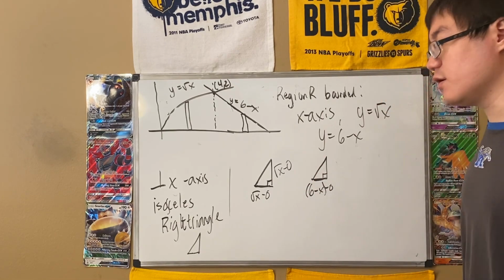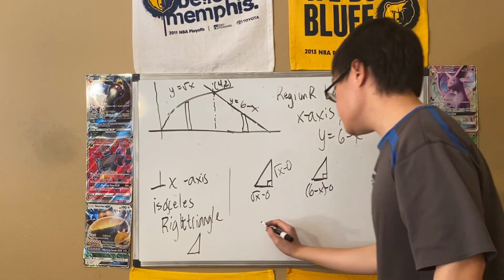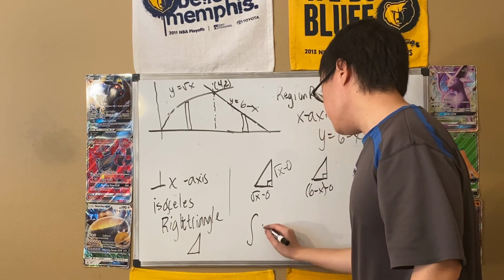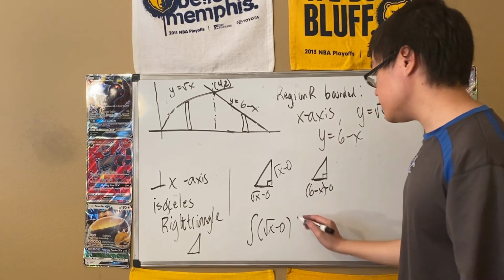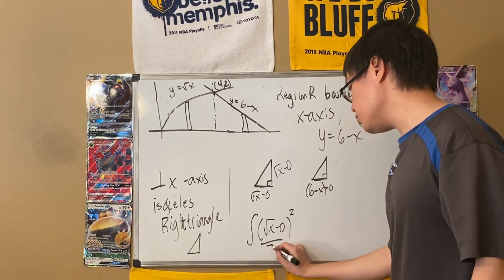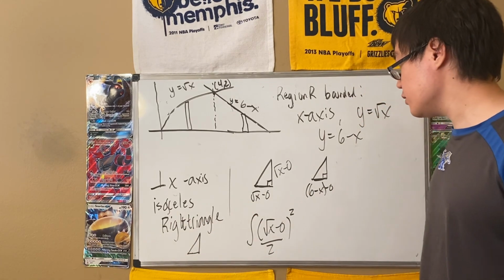So now we're ready for the answer. Again, we're going to have two integrals because we had to split this guy up. So it's going to be the integral of base times height, but they're the same, so I'm just going to square it, divided by 2. You can take out the 1/2 if you want. Usually you would just type this in the calculator.